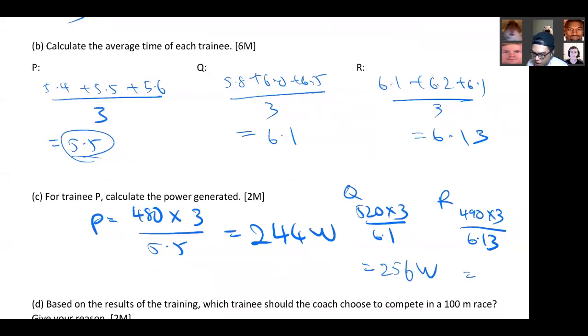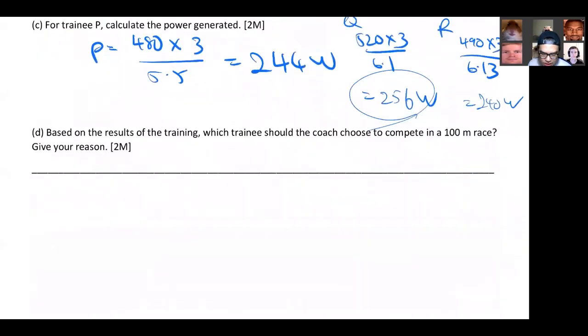Okay, and then for R, 490 times 3 divided by 6.13. The answer is 240. Okay, so who is actually the best? Q is actually the best. Q gives the most power. Of course, the more power you can give, it means your muscle is stronger, the faster you can run.